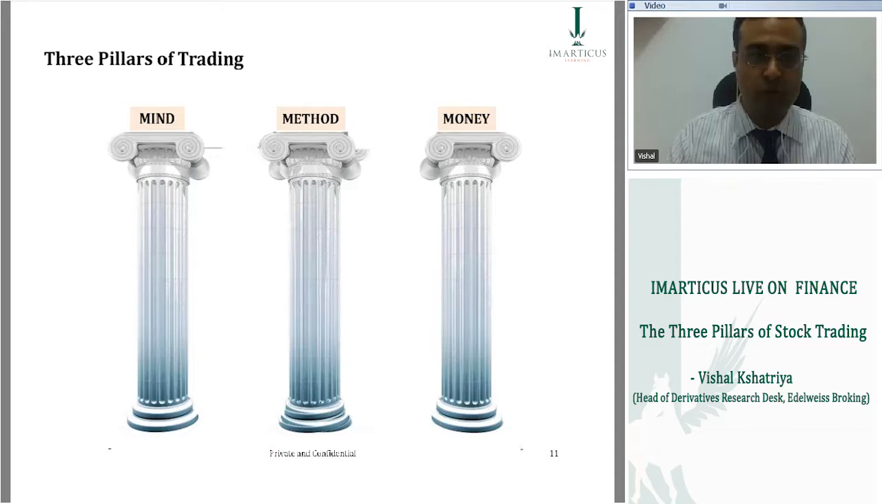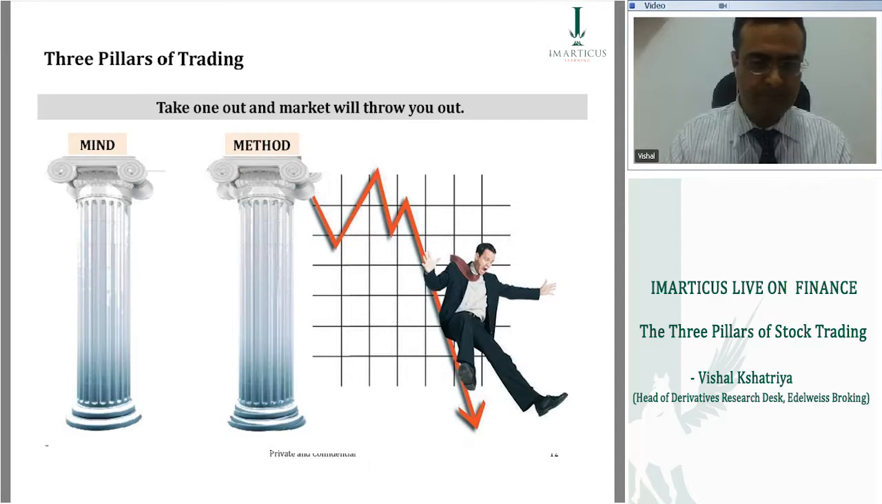We have used more visual content in the slide. This will help you to remember a lot while you are trading. So this is what exactly we are trying to see: mind, method, and the money. If you take out one, in this slide we have taken out money, the market will throw you out. If you take out mind and keep method and money as it is, you will be thrown out. None of them can be taken out.